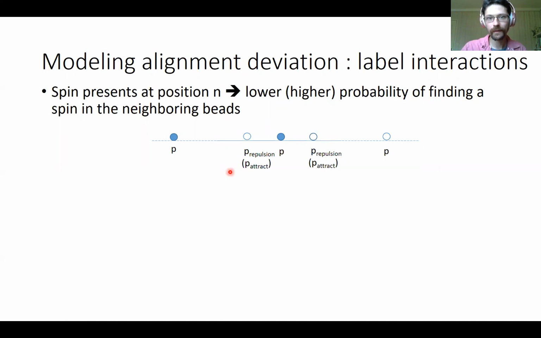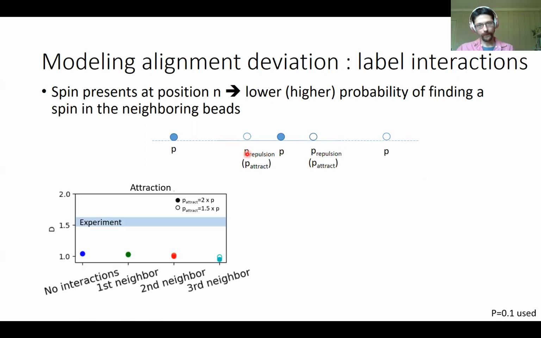So we model that by playing with this probability of having a spin, in a way that if you have a spin at this position here, then the chances of having one in the neighboring space are changed, either lowered if you want to mimic repulsion, or increased if you want to mimic attraction. So we simulated those cases, going through the same workflow: P of R, simulation, fitting, and extracting D.